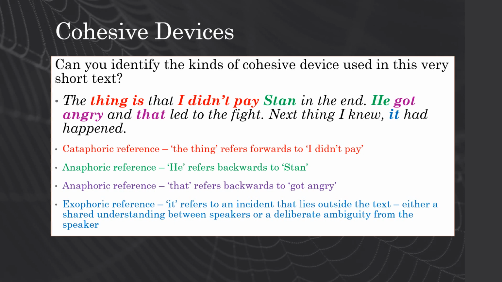The next thing I knew, it had happened, and again we discussed how exophoric references can point outside the text but in a way that's not established. Now, in this context, that could be a shared understanding between speakers in a spoken context, or it could sometimes be a deliberate ambiguity from the speaker. And we see that poets use these cohesive devices quite frequently as a way of guiding their reader's understanding or introducing a form of controlled ambiguity to keep a reader guessing.